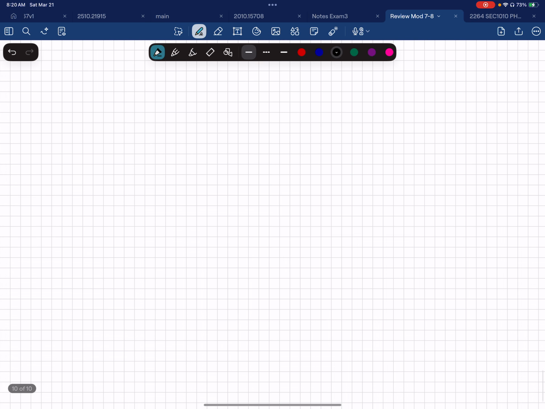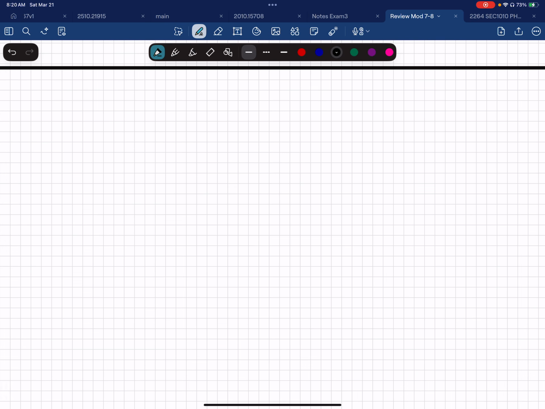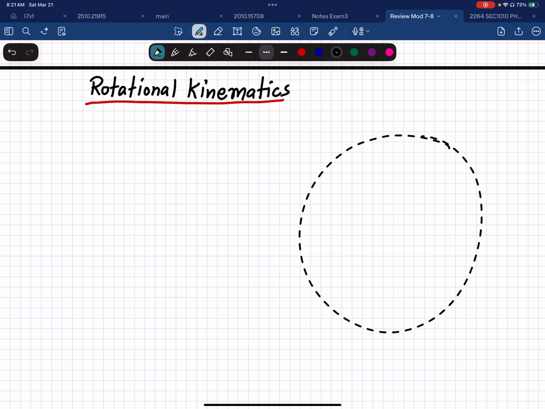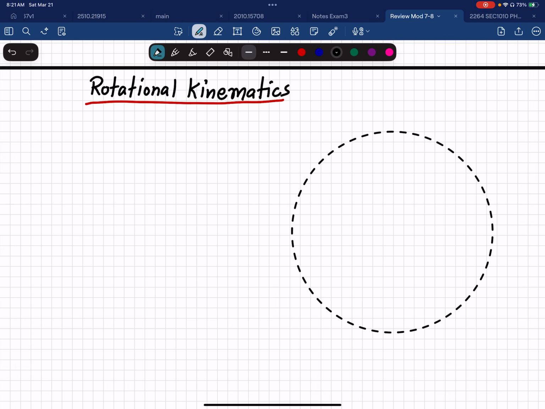Now let's go for chapter 8, which is circular motion or rotational kinematics. Now for rotational kinematics, the entire kinematics hinges on a simple geometric relationship, which is this.